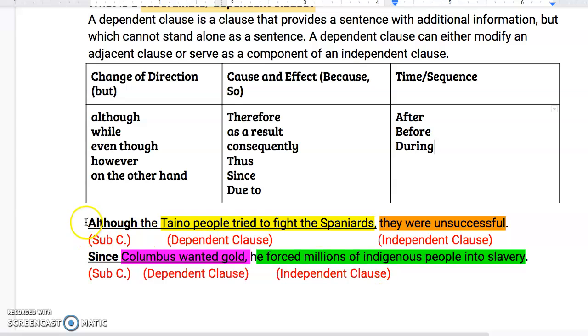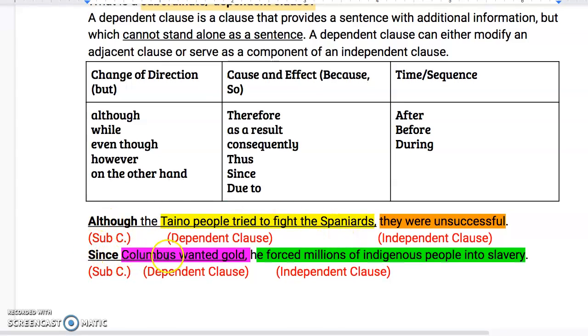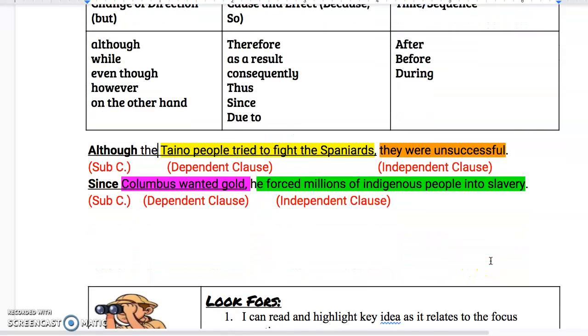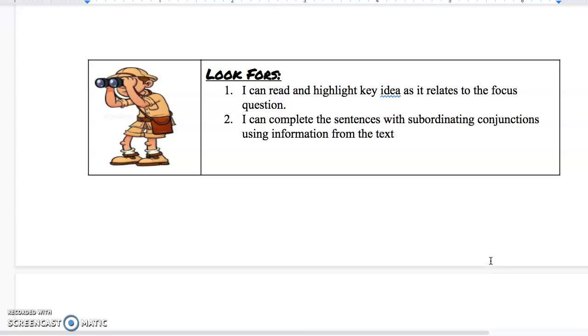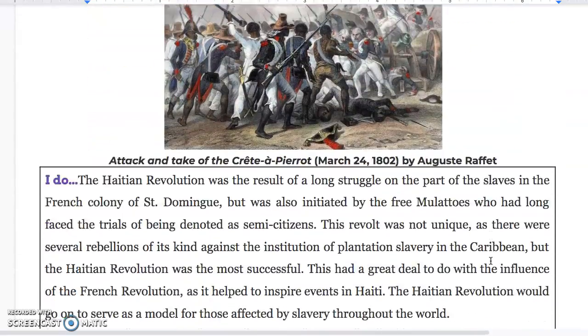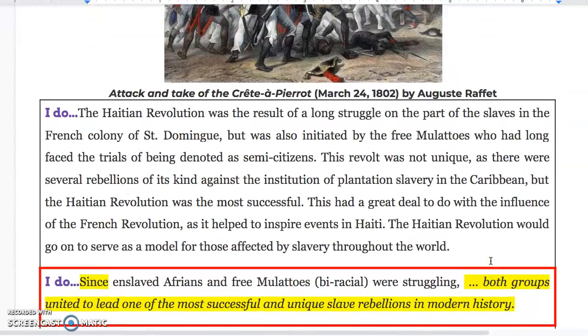So for example, we have, although the Taino people tried to fight the Spaniards, they were unsuccessful. This is a subordinating conjunction, right? You have the Taino people tried to fight the Spaniards, right? They were unsuccessful. Okay. Then you have, since Columbus wanted gold, he forced millions of indigenous people into slavery. All right. So what we're going to do is we're going to read a text and we are going to finish the sentence based on the subordinating conjunction that you're given. And I'll give you the example for the first paragraph.